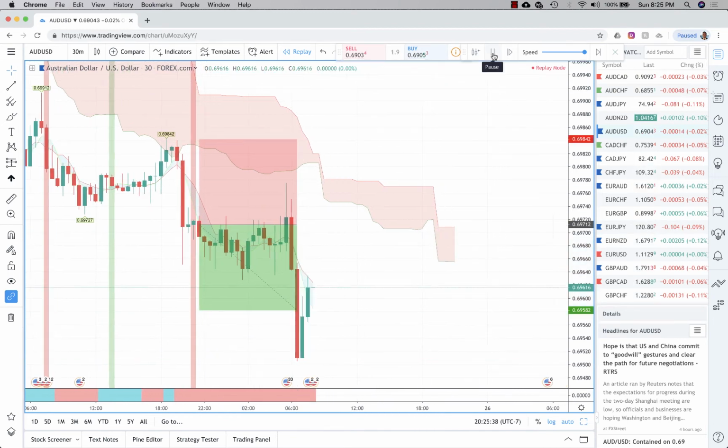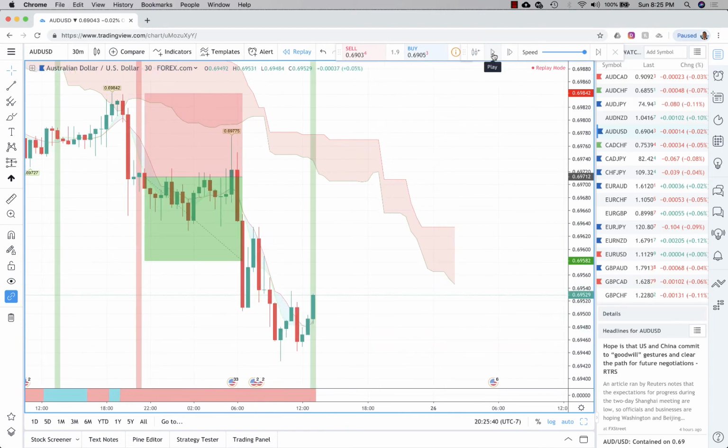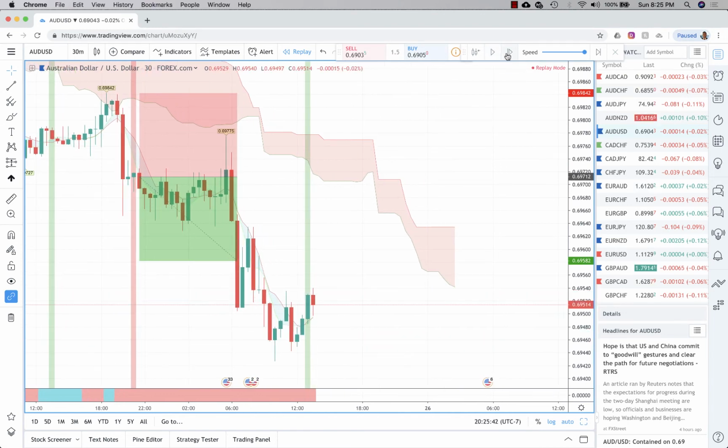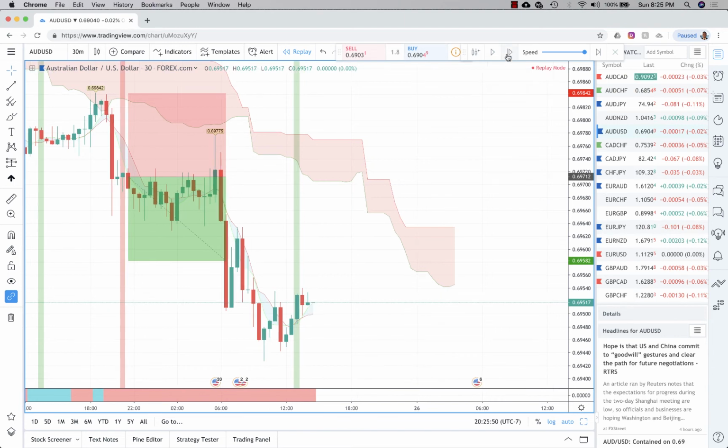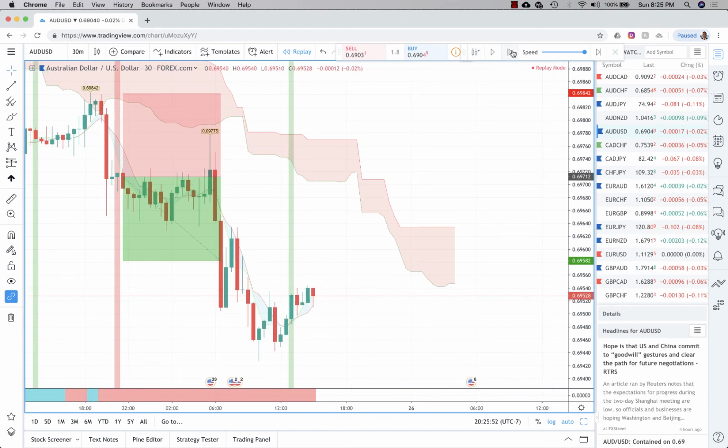Let's look for another entry. So we got a buy signal right there. Now we're looking for a sell signal. So we wouldn't take this trade because it's a buy signal, but the trend meter is showing a trend downwards, so we wouldn't buy against the trend. Now we're just waiting for a sell signal.